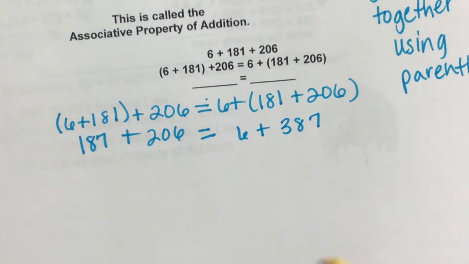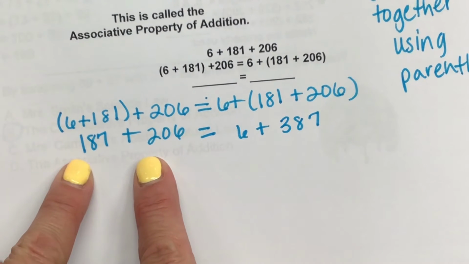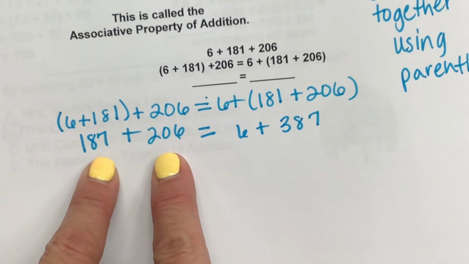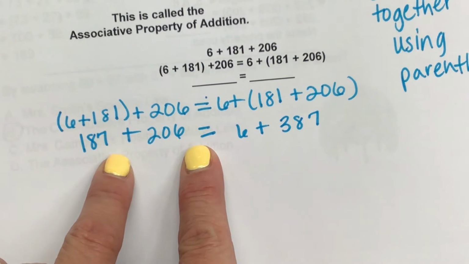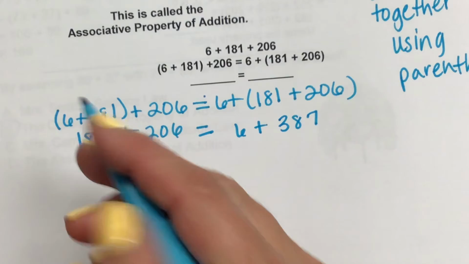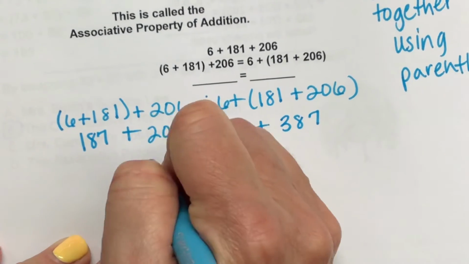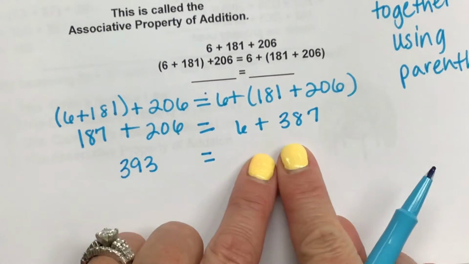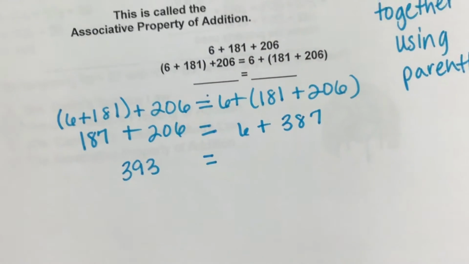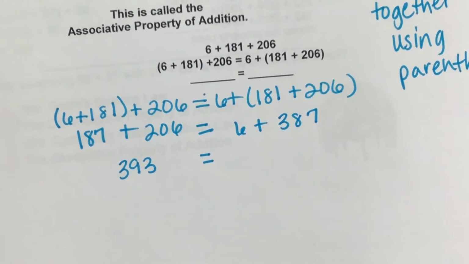Let's see if we're right. 100 plus 200 is 300. 80 plus 0 is 80, so 380. 7 plus 6 is 13, so 380 plus 13 is 393. Now we have 387 plus 6. What is that? 393. Okay, let's raise our hand.